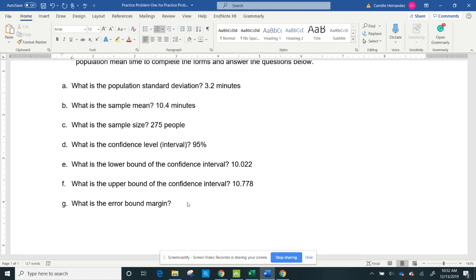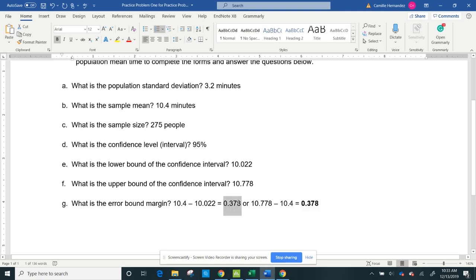The way I'm going to do this is I can do 10.4 minus the lower bound. So I'm going to get my calculator out. 10.4 minus 10.022 gives me 0.378. Or I can do 10.778 minus 10.4, and that gives me the exact same thing, 0.378. So the error bound margin is 0.378. And again, you can do it either way.